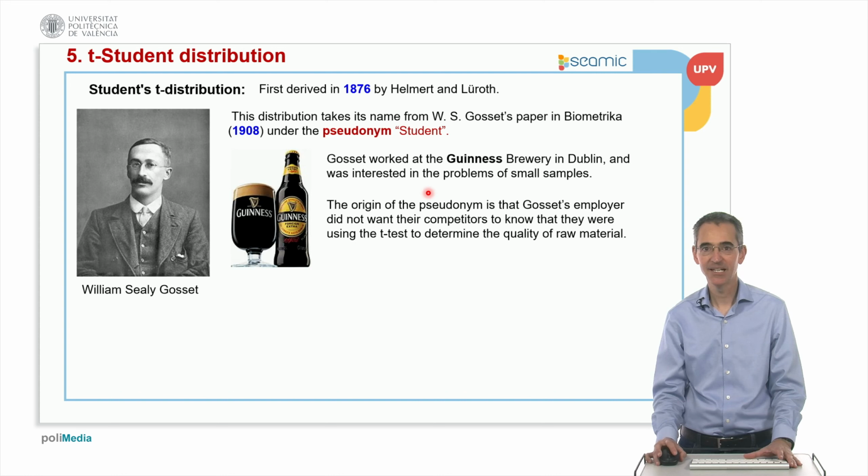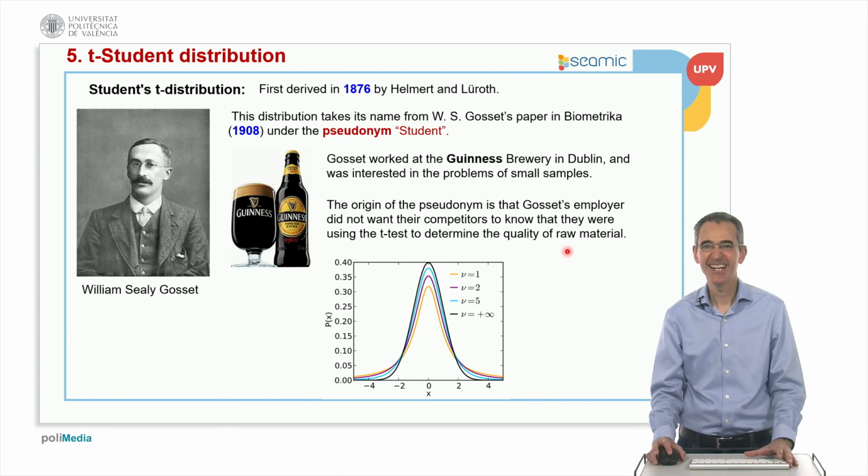It seems that Gosset's employer, Guinness beer, did not want their competitors to know that they were using the t-test to determine the quality of raw materials. So a way to prevent this is that he used a name that was not his real name, and in no part of the paper did the Guinness industry appear. Well, this is a curiosity to explain this strange name of Student. So it was not a student of statistics who derived that distribution.